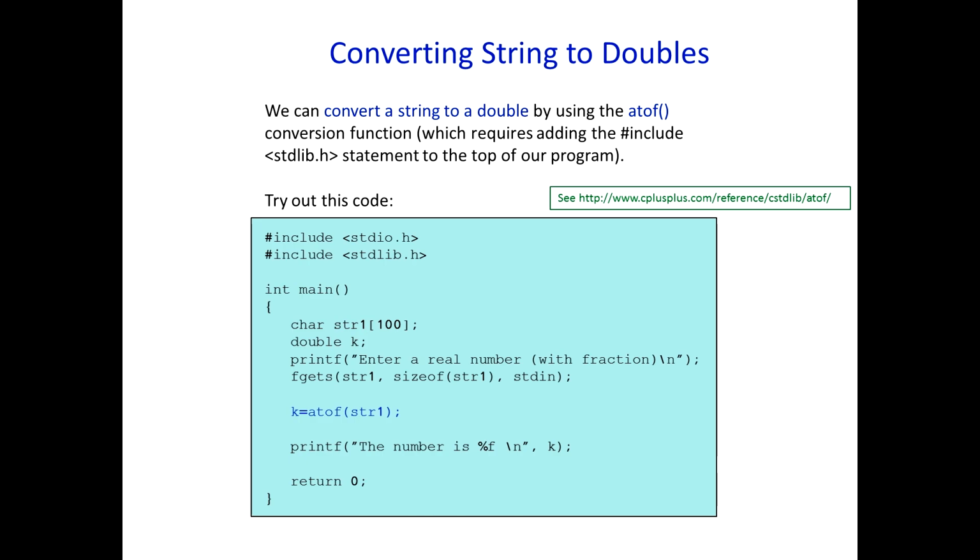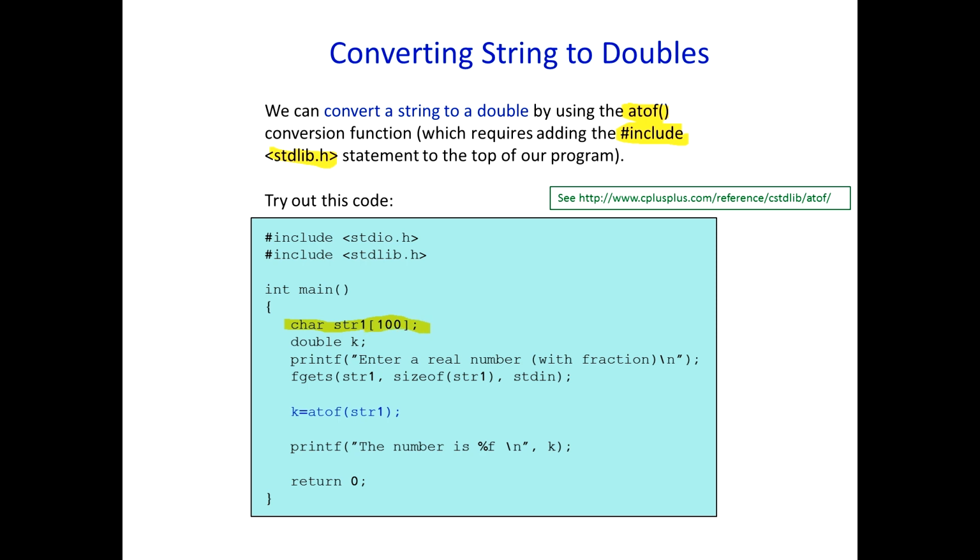All right, we can convert a string to a double just like we did to an integer, except we use atof, or ASCII to float, the conversion function. Again, we need the standard library header at the beginning of our program via the include statement. So try out this code. We have stdio.h, we have stdlib because we want the conversion function.